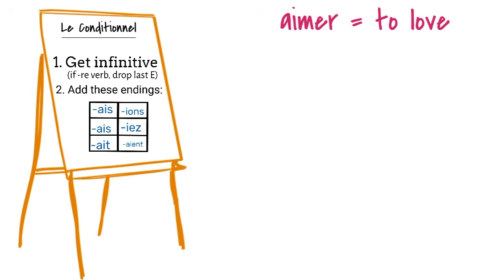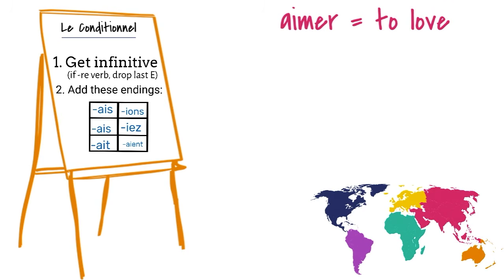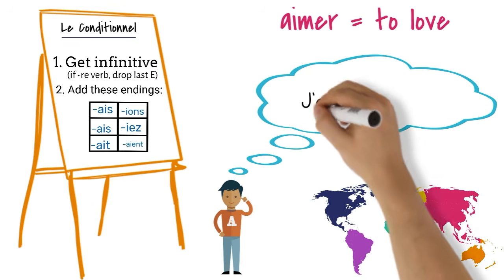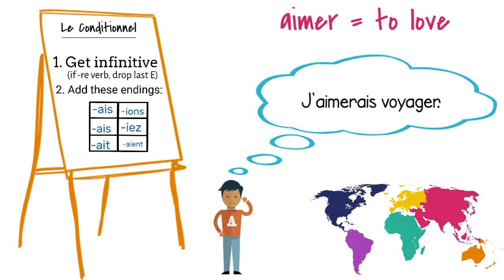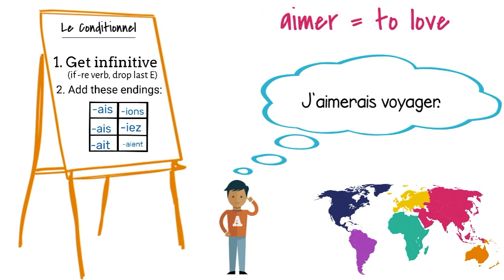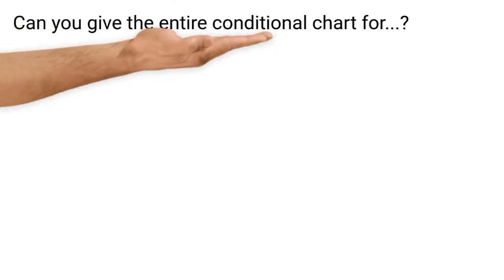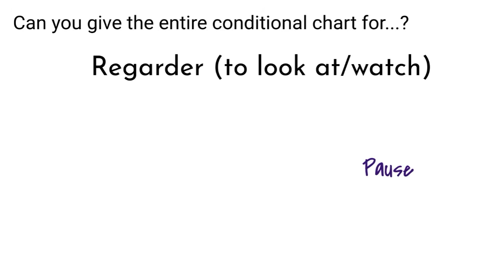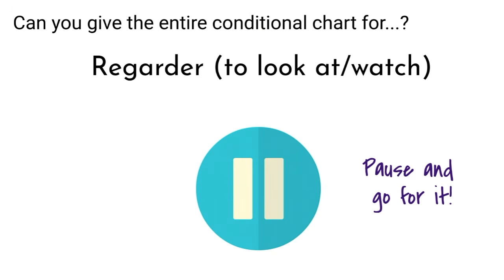Now you try one. Aimer means to love. How do you say, I would love to travel in French? That's right. J'aimerais voyager. Okay, let's try a whole chart. Pause the video and conjugate regarder in the conditional. Then be sure to say the results out loud to practice pronunciation, and then unpause.